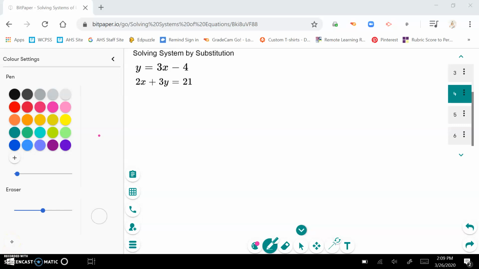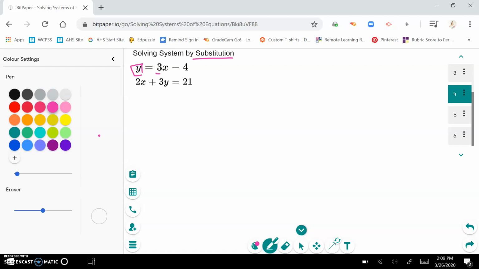Hey guys, so in this video we're going to solve systems by substitution. And this first video will be a little bit on the easier side. Whenever you see that you have one equation that's solved for a variable, such as this one solved for y, while the other equation is in standard form, you might consider using substitution instead of graphing, because it's a little bit more direct.